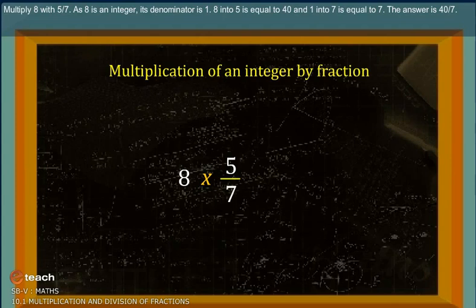Multiply 8 with 5 by 7. As 8 is an integer, its denominator is 1. 8 into 5 is equal to 40, and 1 into 7 is equal to 7. The answer is 40 by 7.